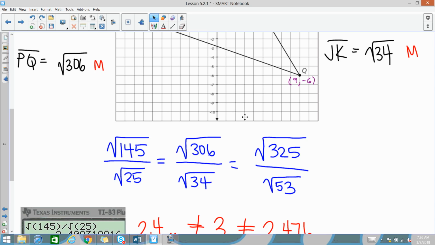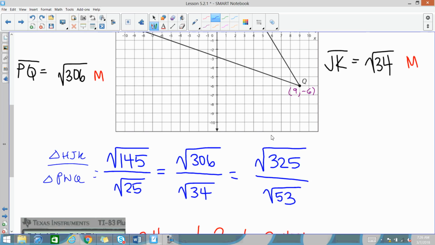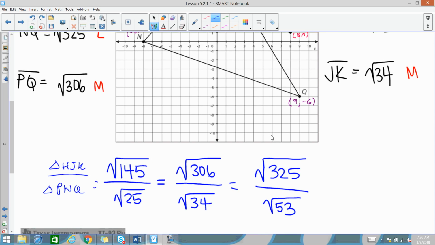So what I did is I set up a ratio. I did triangle HJK over triangle PNQ, and I kept all the sides the same. If you're looking at it, you're like, why did he do it? How did he get those numbers? What I did is I took my 2 small sides and set up a small ratio, HJK over PNQ. You could have flipped it, it doesn't matter. I took my medium sides, HJK over PNQ, kept the same order, and then I took my large sides for HJK and PNQ in the same order.